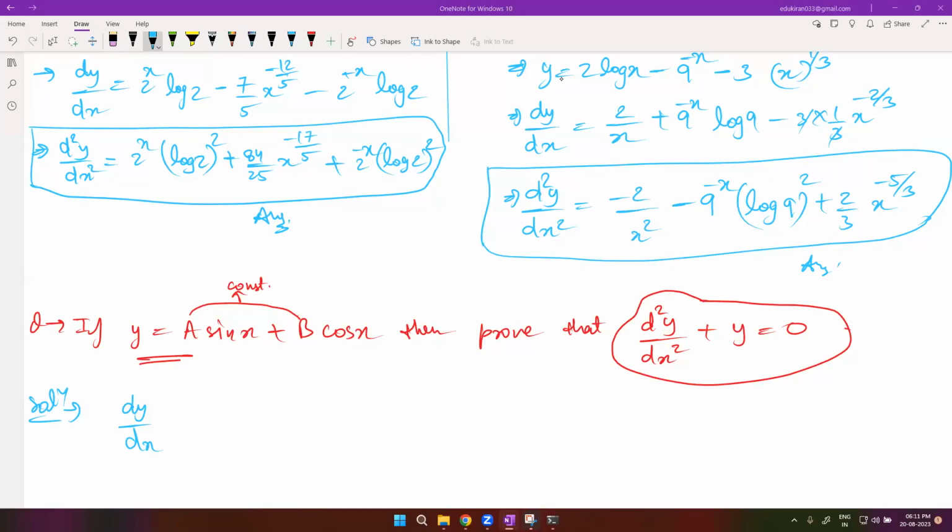Chalo, dy by dx. What would be dy by dx? Derivative of a sin x would be a cos x, and derivative of b cos x would be minus b sin x. Right? Then again, d2y by dx square would be what? Minus a sin x. Now, derivative of cos x, what will come? Minus sin x. Right? Minus b sin x, what will come? Cos x. So this is your d2y by dx square.